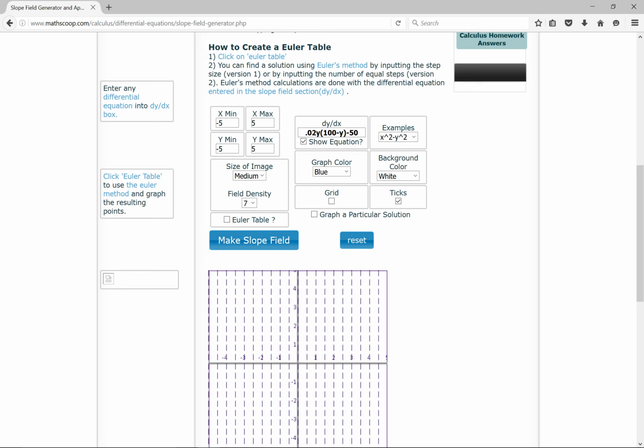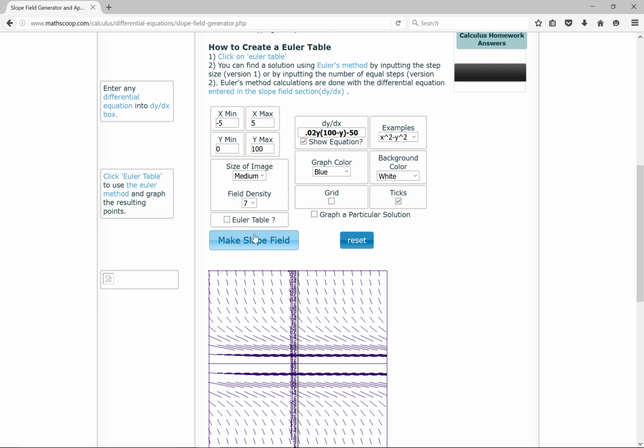Okay. Look, check it out, friends. I'm going to go from 0 up to 100, because we said that was our initial equilibrium solution, yes? Just for fun, and make slope field. That vertical column, is that just a bunch of numbers? Yeah, those are just numbers.